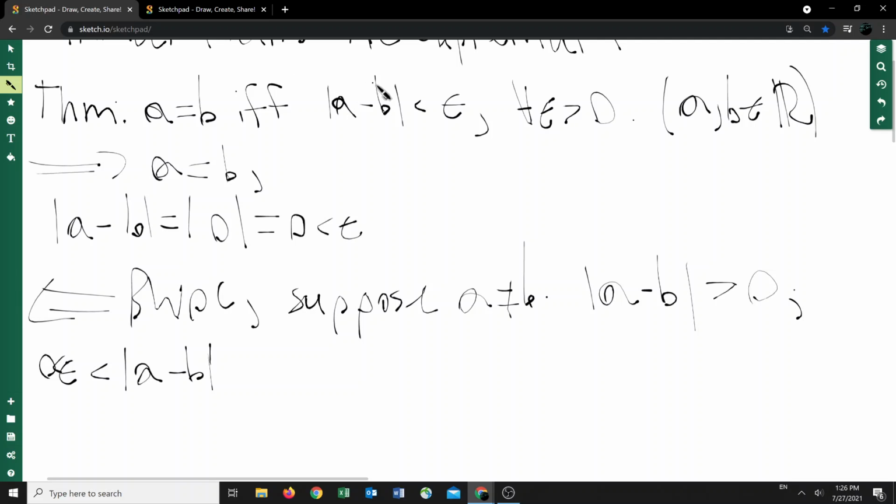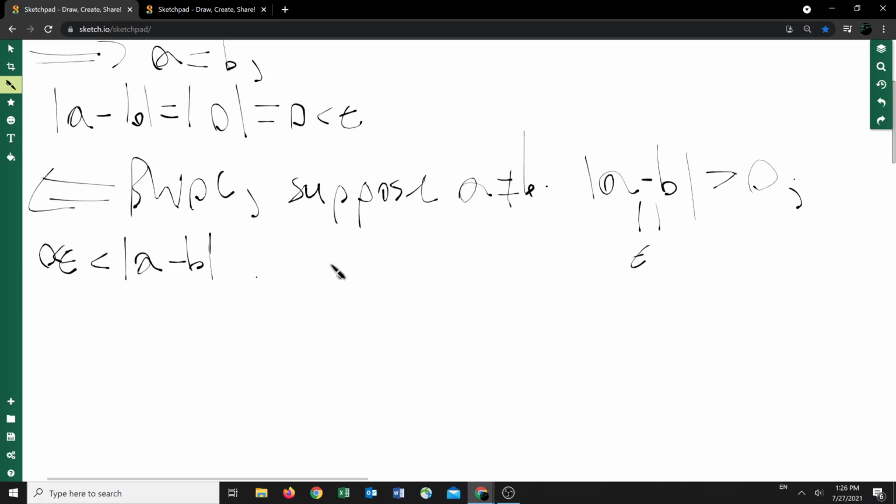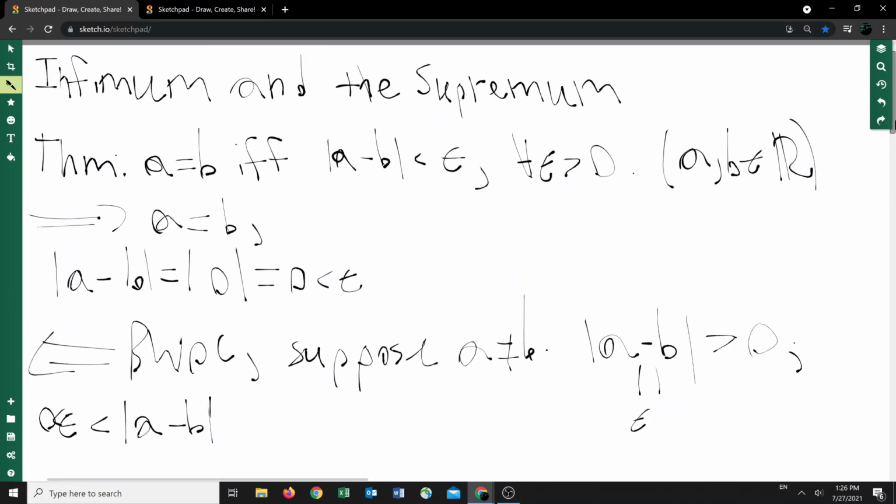If you're not really comfortable with that, you can also think of it as literally taking epsilon equal to a minus b. Because it's for all epsilon greater than 0, and this is clearly a positive real number, we can take this to be epsilon. But then if we plug that in here, we have that a number is greater than itself, which is a contradiction. So that's another way to think about it. That completes this little proof.